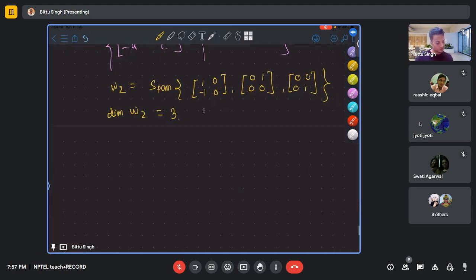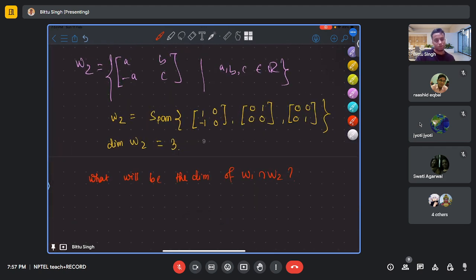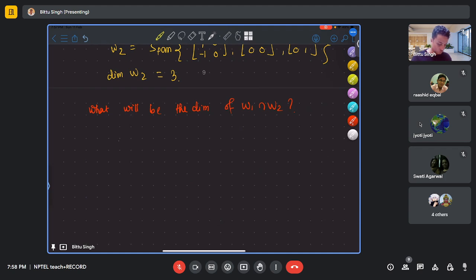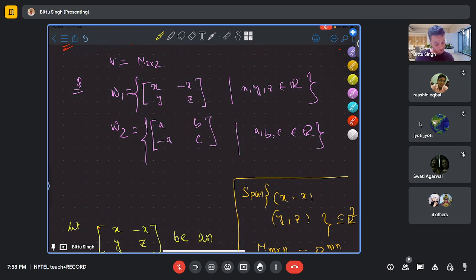Now there is another question which says, what will be the dimension of W1 intersection W2? So let us figure out what the intersection is. As we have already seen, W1 and W2 are defined by those relations.